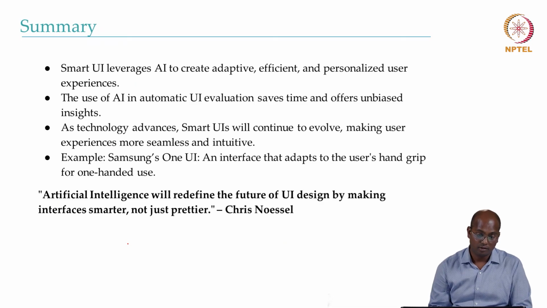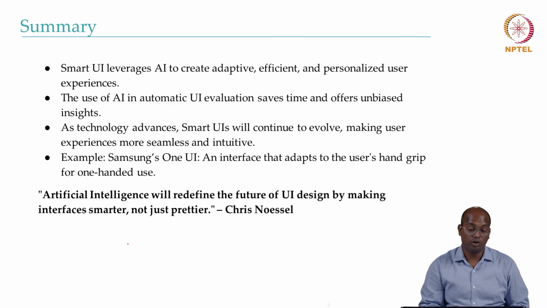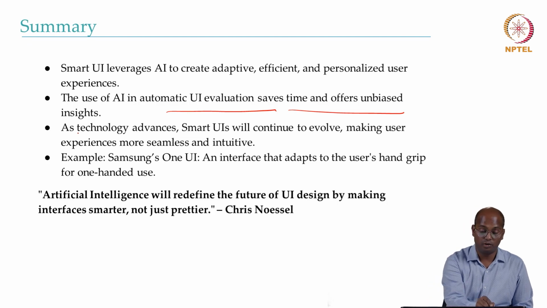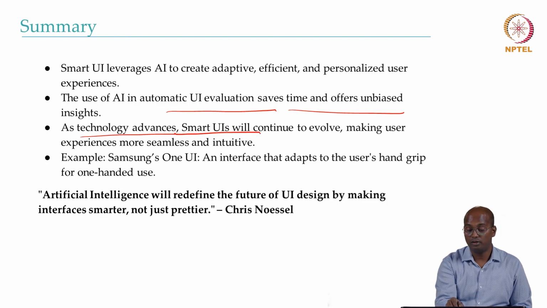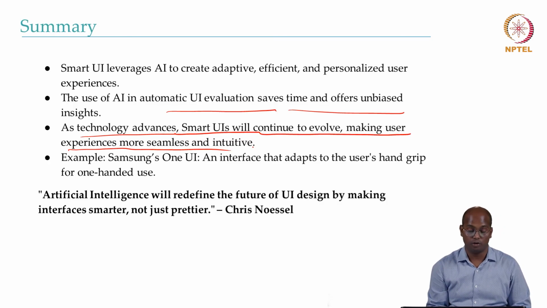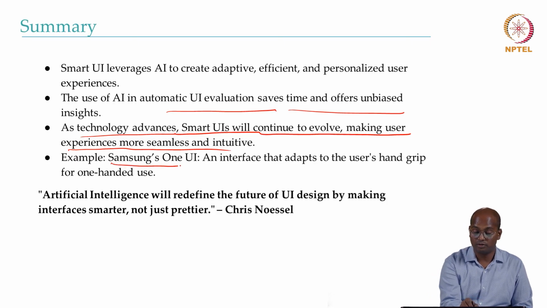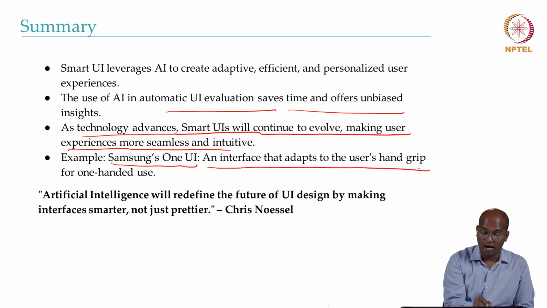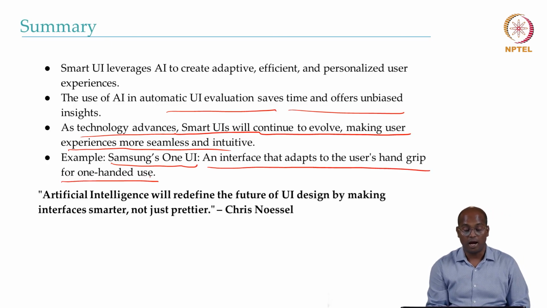To summarize, Smart UI leverages artificial intelligence to create adaptive, efficient, and personalized user experiences. The use of AI in automatic UI evaluation saves time and offers unbiased insights. As technology advances, Smart UI will continue to evolve, making user experiences more seamless and intuitive. For example, Samsung's One UI is an interface that adapts to the user's hand grip for one-handed use.